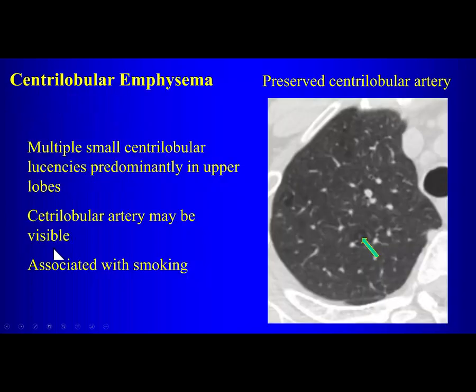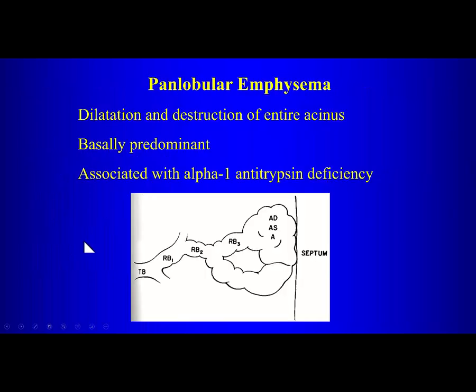There's another very nice sign for centrilobular emphysema, which is preservation of the centrilobular artery. So when you look at that hole in the lung, you can often find areas where there's a dot in the center, and that dot represents the centrilobular artery, right? When you have cysts, you're not going to have that. So this is another nice way to confirm that you're looking at centrilobular emphysema.